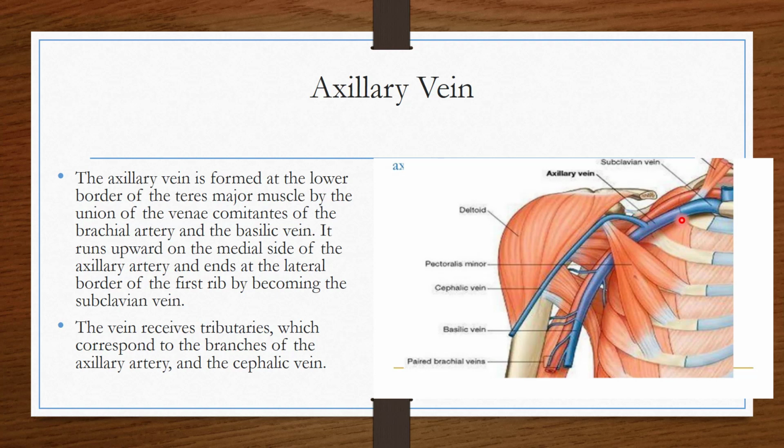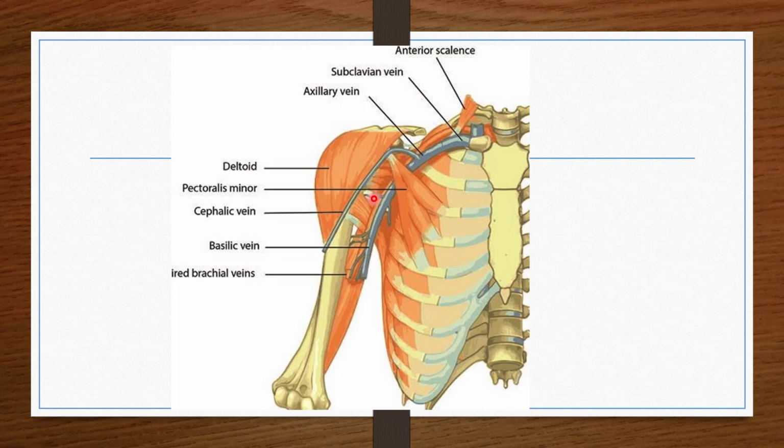This axillary vein will continue as the subclavian vein at the lateral border of the first rib. Okay, so you have to remember how the axillary vein is formed, what are the tributaries of the axillary vein, and how it continues. It continues as the subclavian vein. See here in this diagram also, this is the axillary vein. It is formed by the union of the basilic vein and the paired brachial veins. Okay, they will come here. Then the cephalic vein and all tributaries which are of the same name as the branches of the axillary artery will drain into the axillary vein. This axillary vein will continue as the subclavian vein.